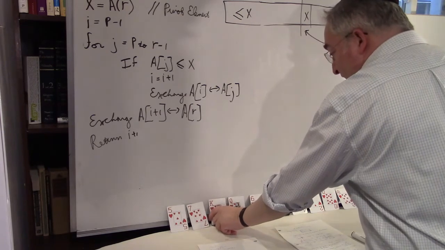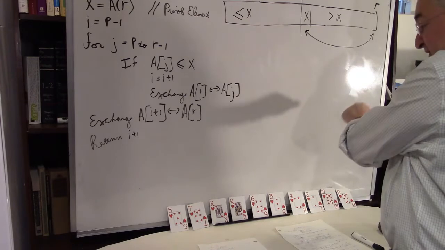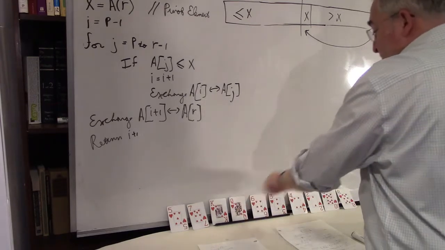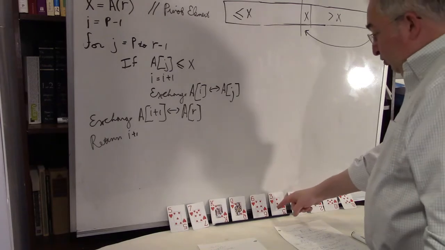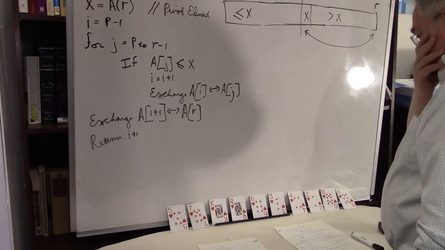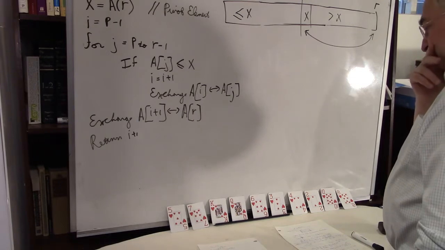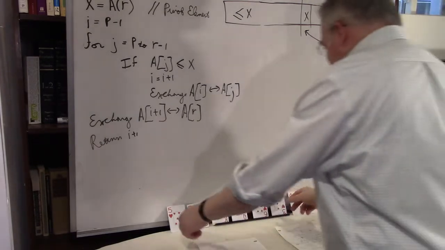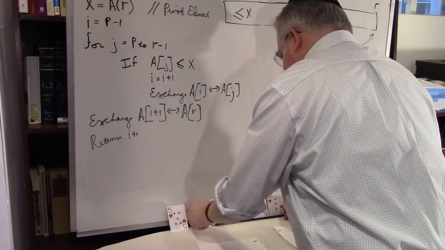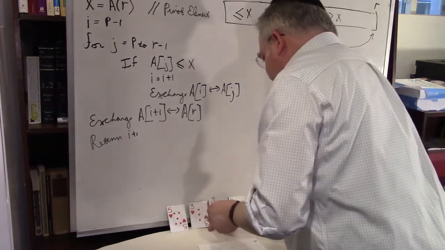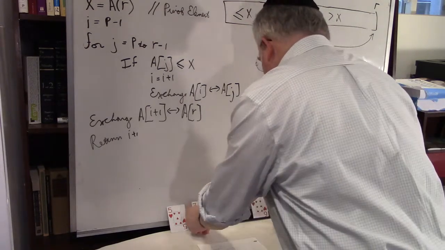King is more than 8, so it goes on this side. That's fine. Queen is more than 8. 6 is less than 8. 3. Okay. Anyways, what's going to happen is this is going to go. I'm sorry, 7 is more.